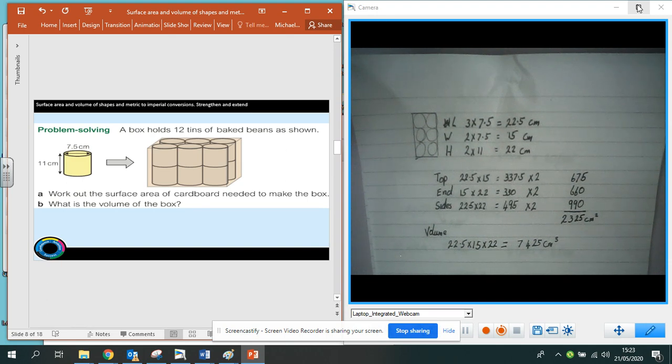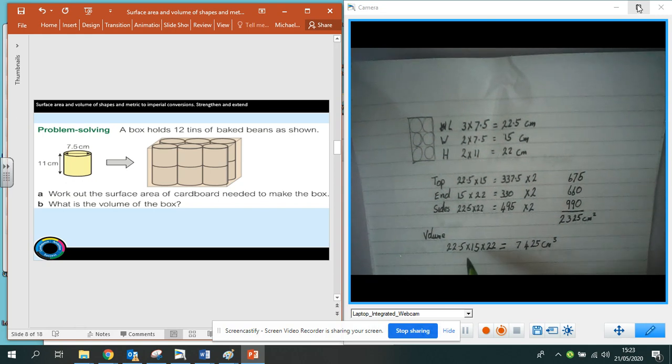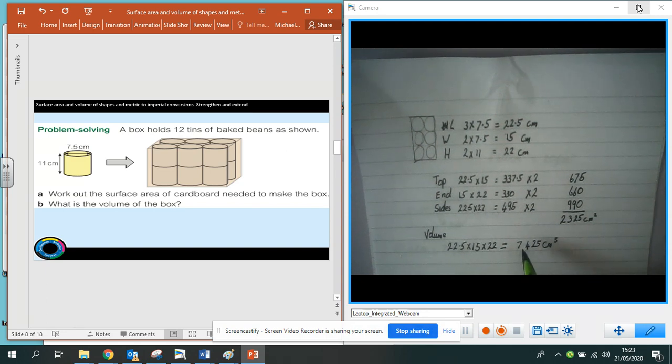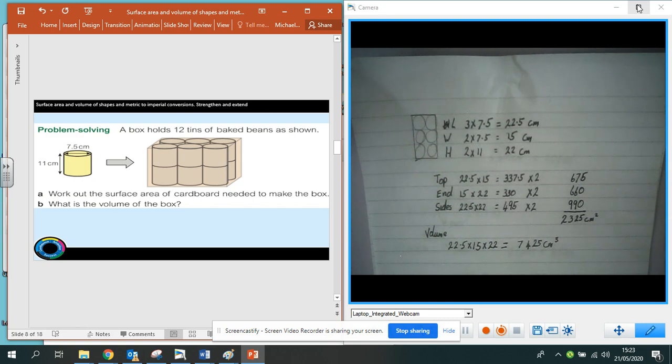So 2,325 square centimeters. The volume is an easier calculation. We just multiply these three numbers together, 22.5 times 15 times 22, which gives me 7,425 cubic centimeters. Remember that it's a volume, so it's cubic. So at this point, if you need to write the correction, pause the video and then rejoin.